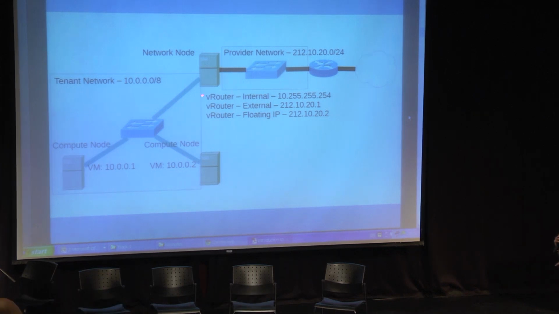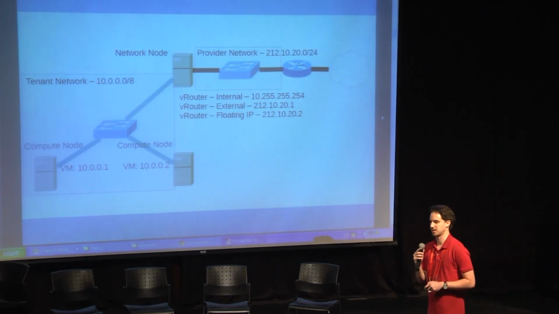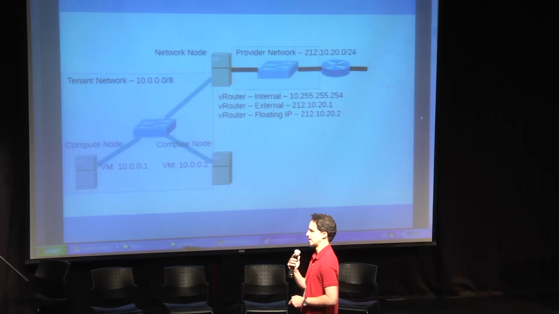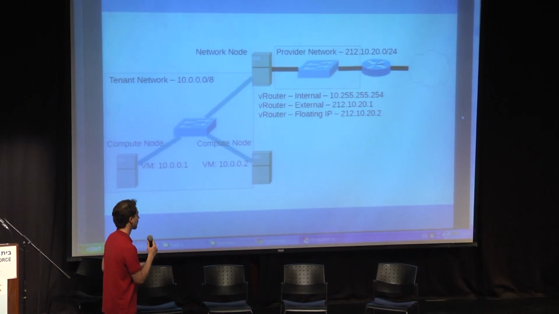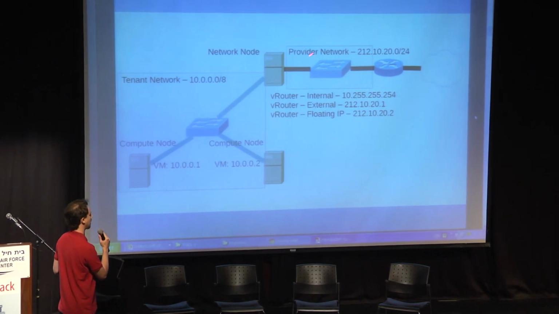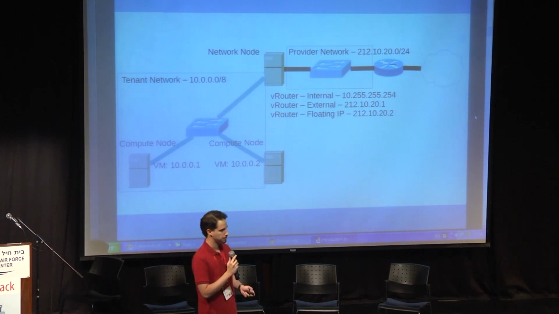The router is then attached both to the tenant network, because the router is actually created by the tenant, right? It's a user API, it's not an admin API. So the user created his own network, his own router, chose to attach this router both to the tenant network and to the external network. And now we basically do NAT, right?